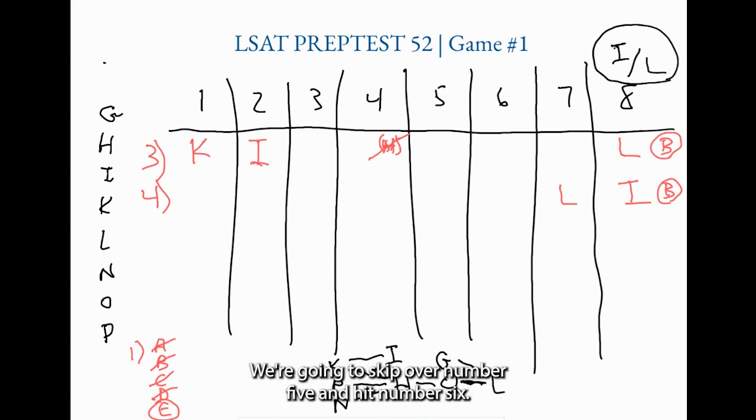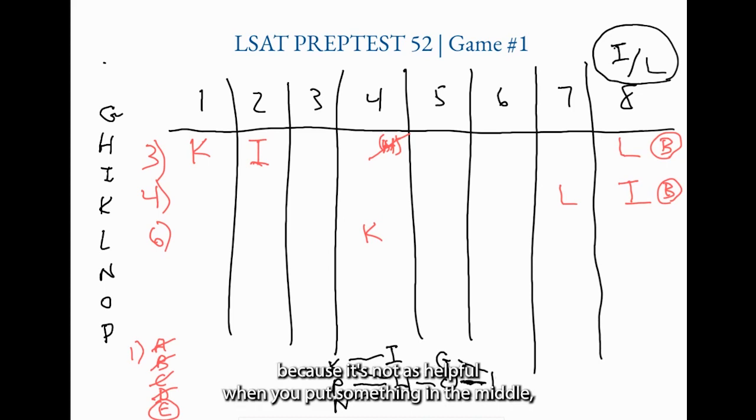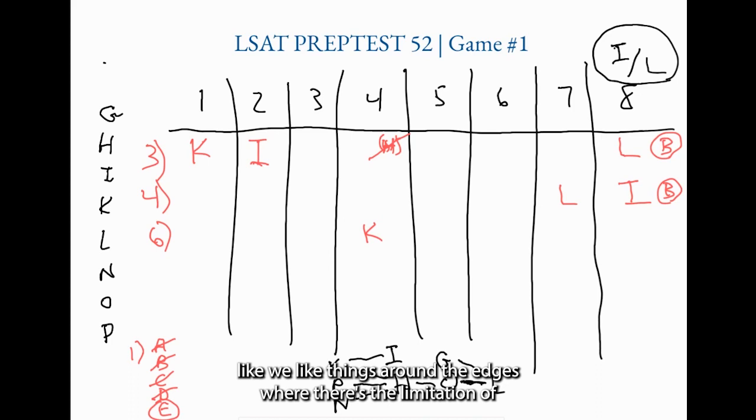We're going to skip over number 5 and hit number 6. It says that K is 4th. Now this is going to take a little bit more thinking because it's not as helpful when you put something in the middle. Right? We like things around the edges where there's the limitation of extremes, 1 or 8, kind of things ending there. If you put K in the middle, there's a lot to think about. There's 3 spaces before, there's 4 spaces after. But look at your web. Ask yourself where the limitation is.